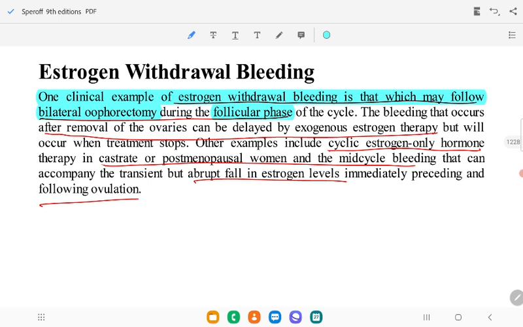The bleeding that occurs after removal of the ovary can be delayed by exogenous estrogen therapy, but will occur when the treatment stops. That example is estrogen withdrawal bleeding: bilateral oophorectomy during the follicular phase of the cycle.